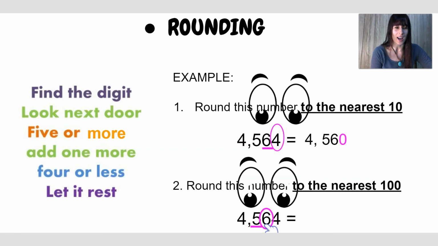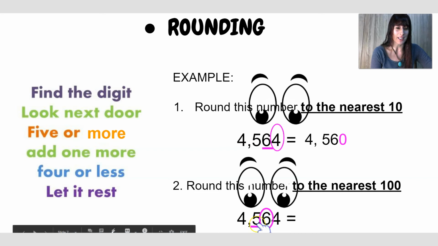5 or more, add 1 more. 4 or less, let it rest. So it's 5 or more, right? So it says to add 1 more. So that means I'm going to change the 5 to 6. And of course, at the end, we will put 2 zeros.